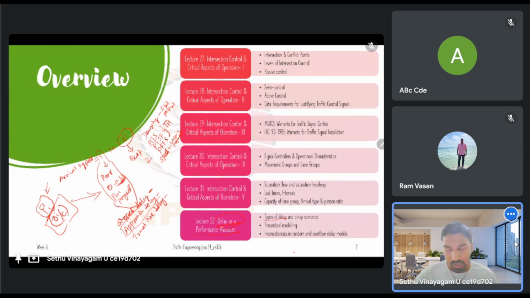So the travel time delay is basically, when you didn't have the intersection, how long it would have taken to cross that particular point versus how long is spent to cross this point because of the signal, right? So the difference between those two times is called the travel time delay. Basically the difference between the time taken with the signal and without the signal.